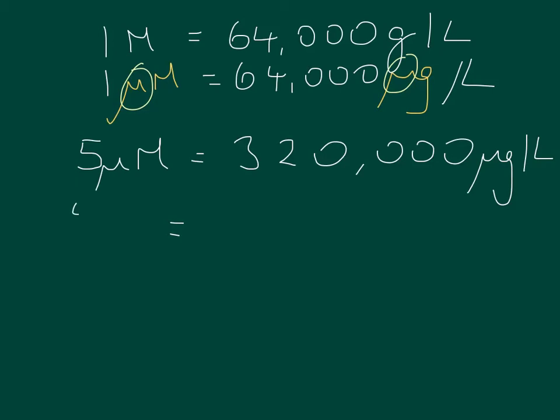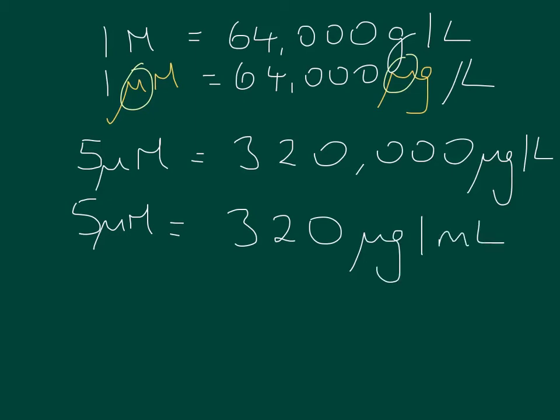We know 5 micromolar again is going to be equal to 320 micrograms in a mil. So you see what I've done there? I divided by 1,000 because I've gone from a litre to a mil. And by going in that factor of 1,000, I've divided by 1,000.